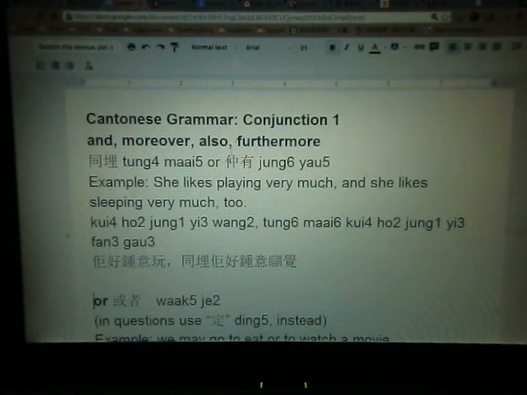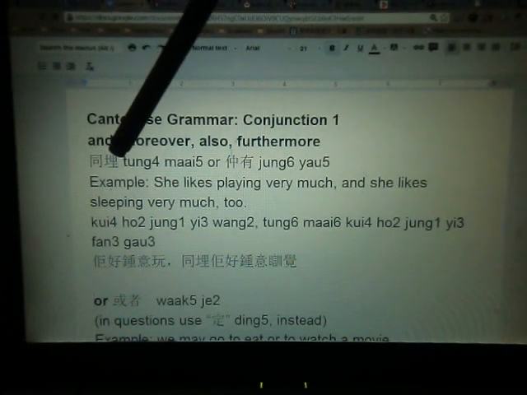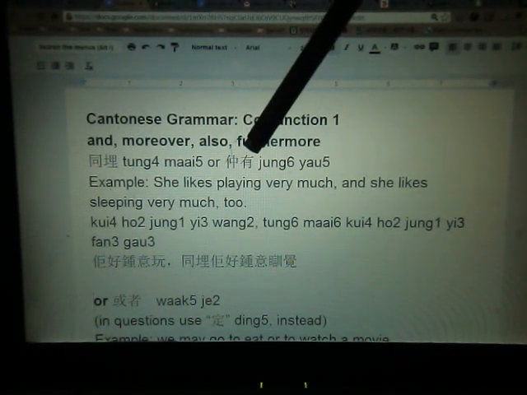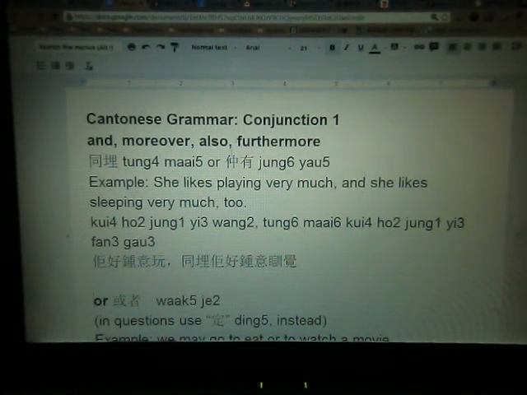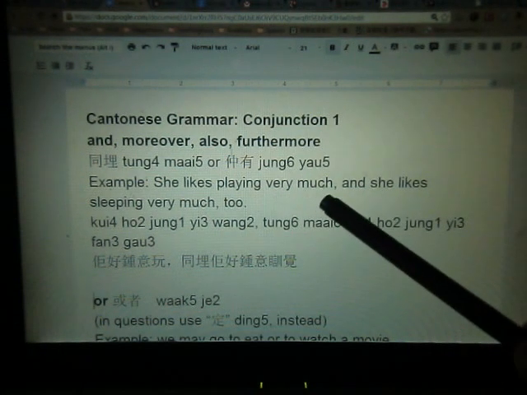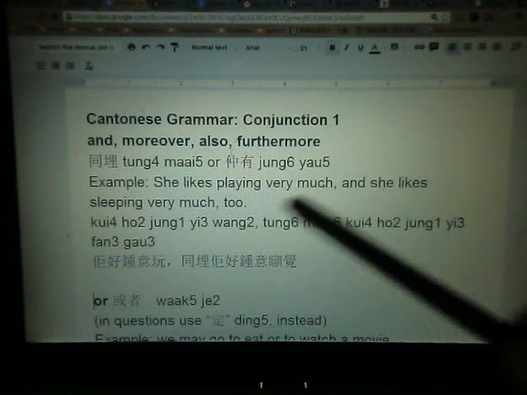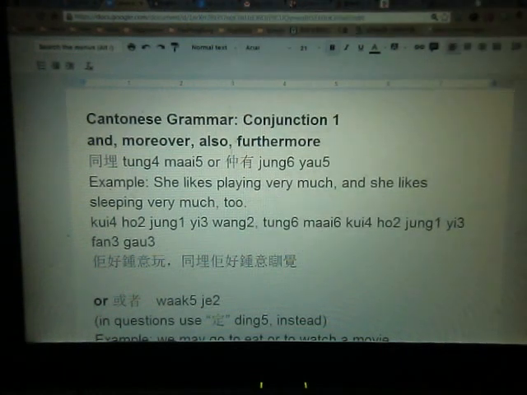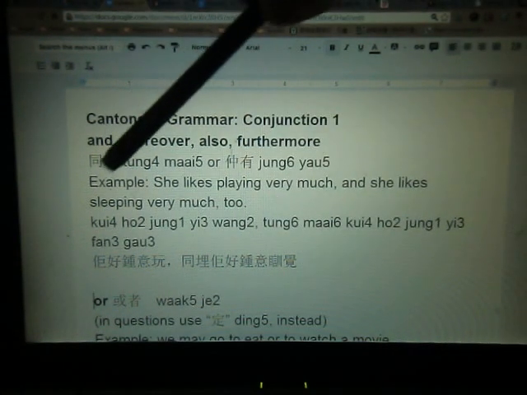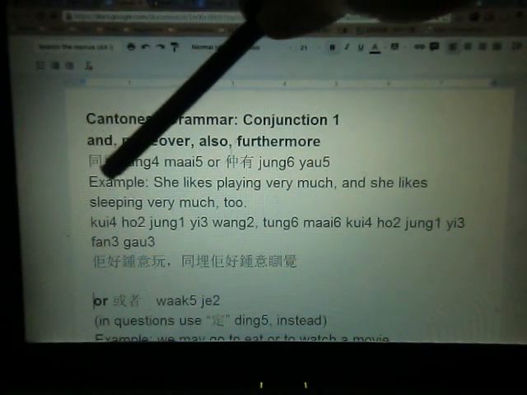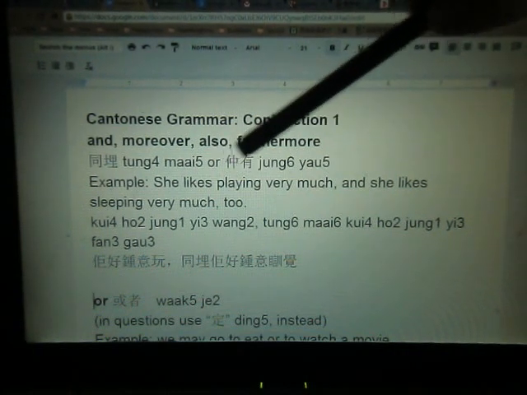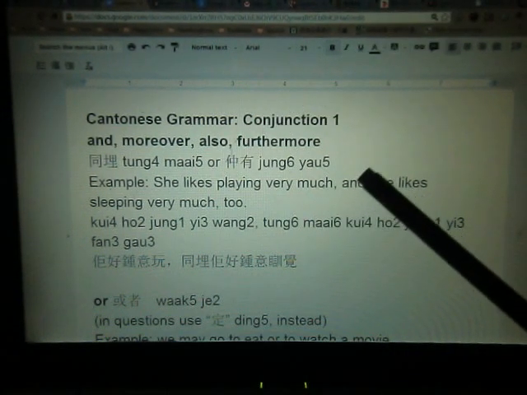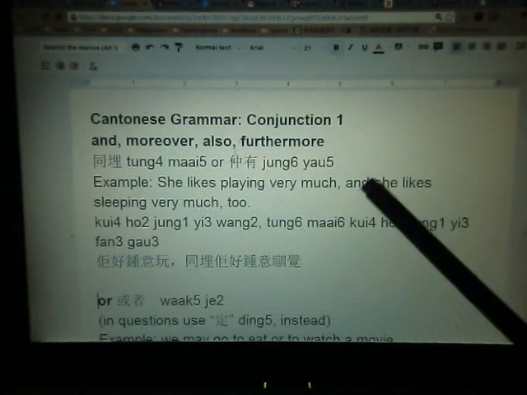So for "and", we use either 同埋 or 重要. For example, she likes playing very much and she likes sleeping very much too. 同埋 means 同 means identical, 同埋 means together. And 重要 means still, 有 means have, still have. So in this case, we use either 同埋 or 重要 for "and".